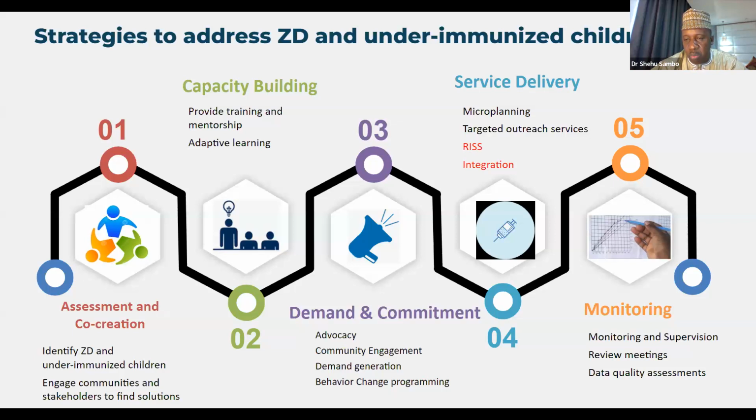And then finally, we monitor what happens: monitoring and supervision, review meetings, data quality assessments. A lot of the data quality is much to be desired, so we do a lot of that. So that is the whole strategy as a state, where we feel that with all hands on deck, we will be able to reach all the zero-dose children. Next slide.